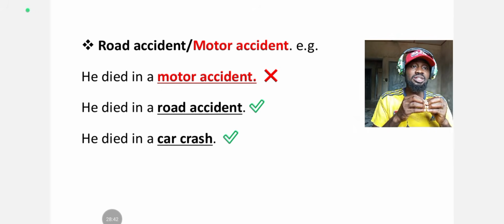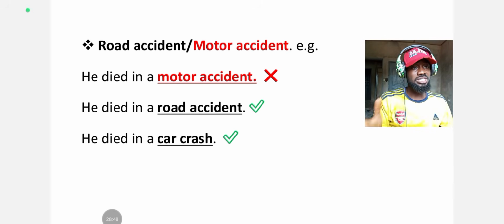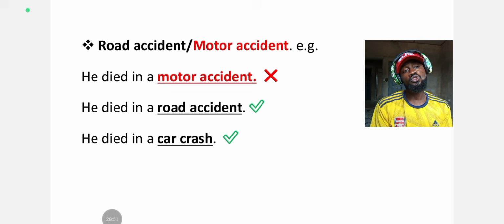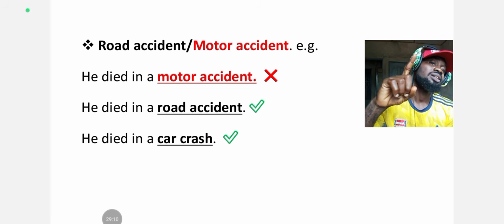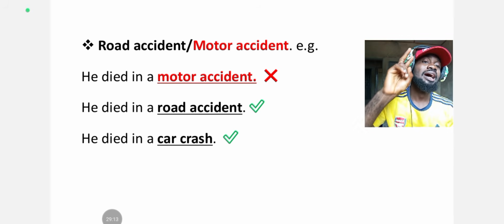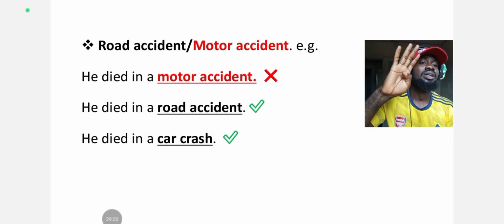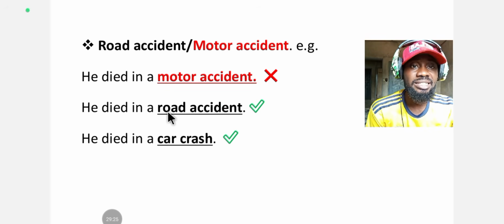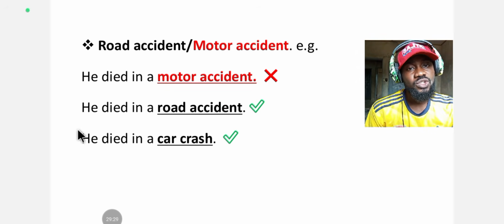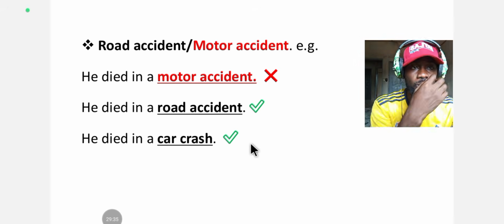Either you are using the means of transportation, is it by air, is it by road, is it by water? When you are using accident, use the means of transportation. But when you are using crash, use the tool for transportation, which could be plane, helicopter, car, bus, boat, ship, and so on and so forth. So the rest example we have here is he died in a road accident. Correct. The next one here is he died in a car crash. That's also correct. You can say plane crash, you can say boat crash, and so on and so forth.